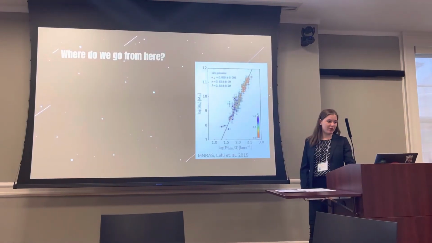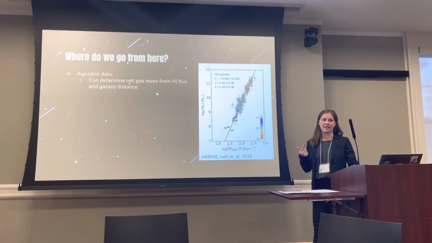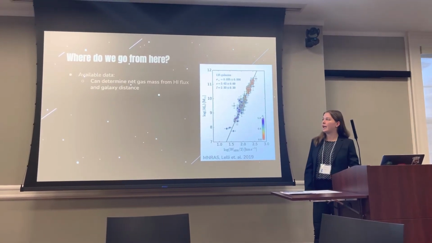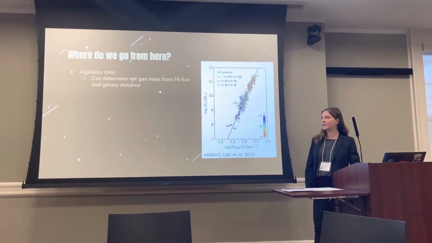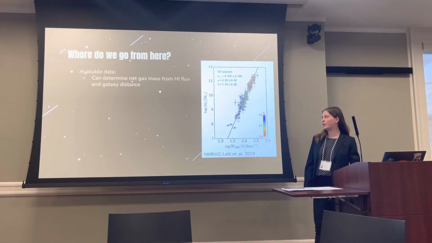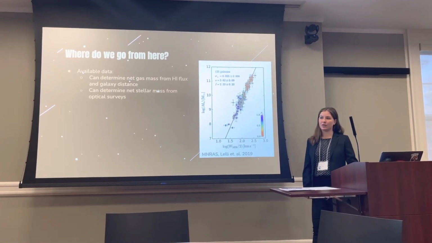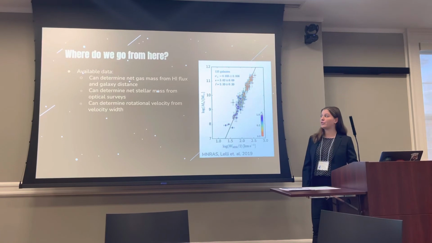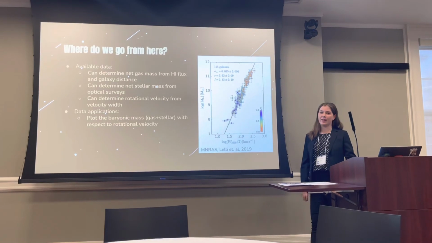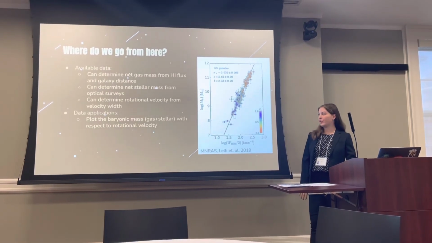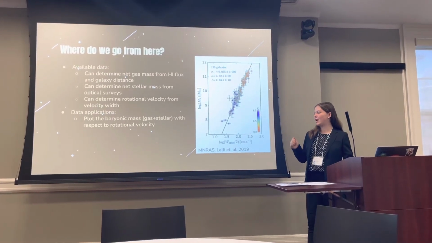So what comes after this? Where do we go from here? We will have had all 220 of our observation galaxies and 128 of our archival data, and we can determine the net gas mass from the H1 flux and the galaxy distances. The galaxy distances, to reiterate, were determined from the supernovae they host. Then we can determine their net stellar mass from the optical surveys, and their rotational velocities using their velocity widths. With this we would plot the net mass, the gas and stellar combined, with respect to the rotational velocity. And hopefully it will be much more correlated than this BTFR to the right.